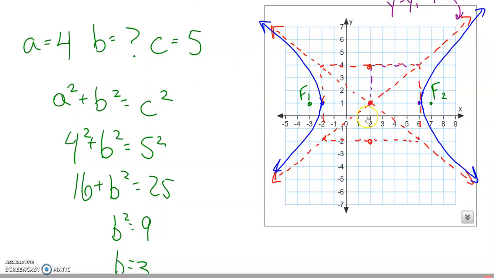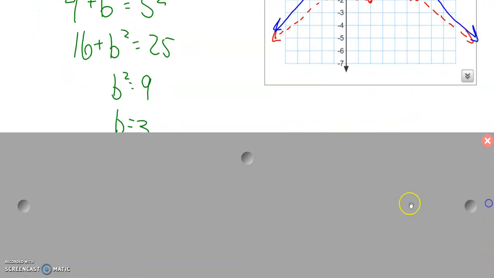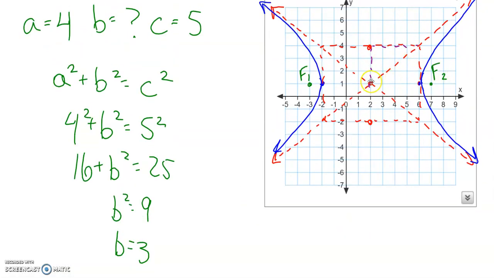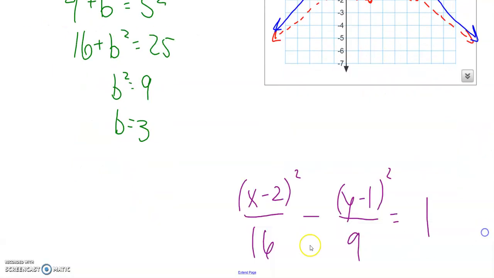And then to write the equation, since it opens left and right, x comes first. It's centered at 2, 1, so it's x minus 2 and y minus 1. And then in the x direction, we've got 4. In the y direction, we've got 3. So beneath x goes 4 squared, beneath y goes 3 squared.